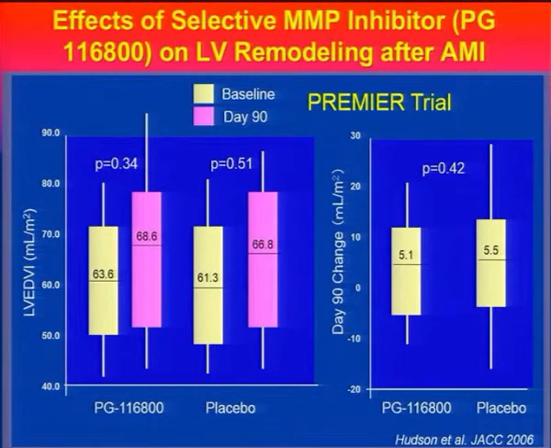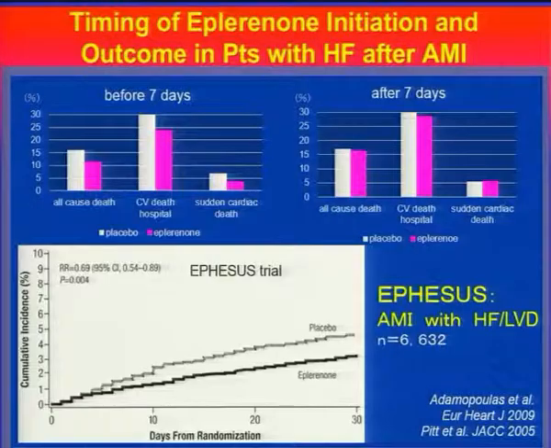But for metalloproteinases, we have 25 species. It's a big family. So which type is the key molecule that inhibits LV remodeling is still unknown. So we have to run further trials to determine which types of MMP should be inhibited to reduce LV remodeling.